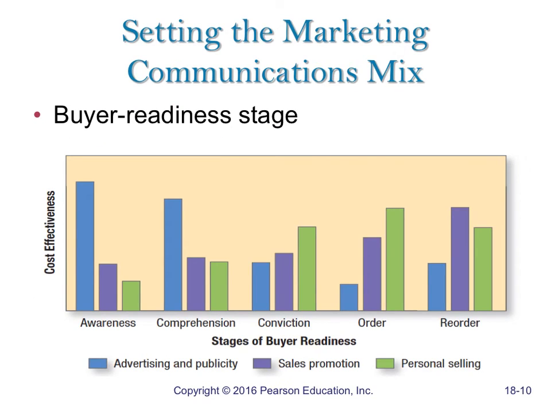Buyer readiness stage is also another factor you have to consider. And this graph in front of you illustrates the cost effectiveness of three communication tools, right? Advertising and publicity, sales promotion, and personal selling based on the different stages of buyer readiness. Okay, and you can see advertising and publicity play the most important roles in the awareness building stage, right? When you're getting the exposure. For customer comprehension, it's primarily affected by advertising and personal selling. For customer conviction, it's mostly influenced by personal selling.